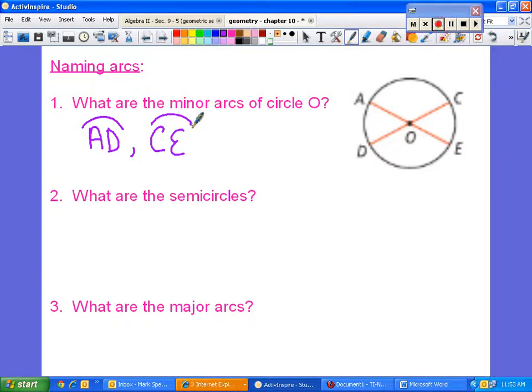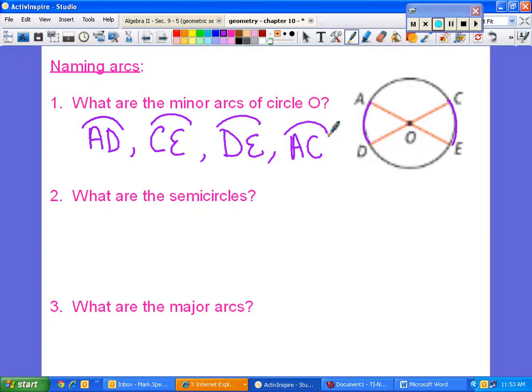How are they arcs? They go from point to point on the circle. So we have AD, we have CE, and then finally... Good. Okay, so those are my minor arcs.